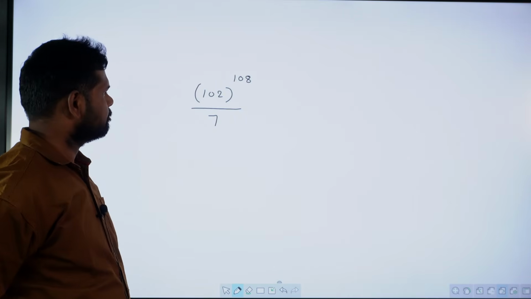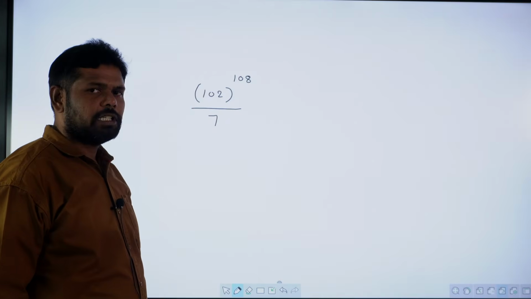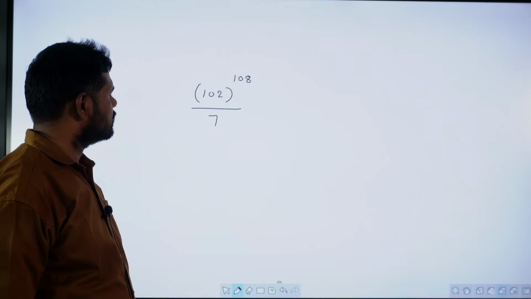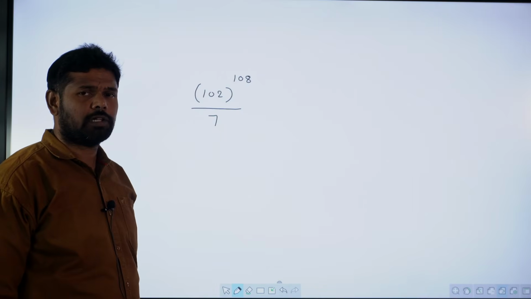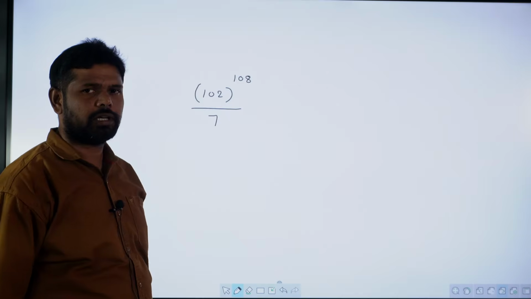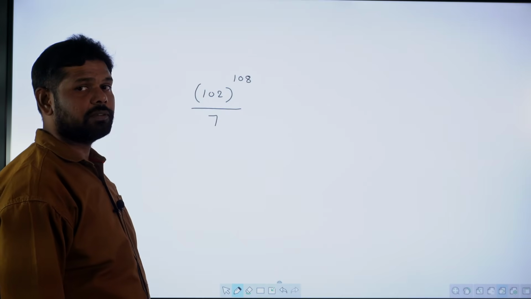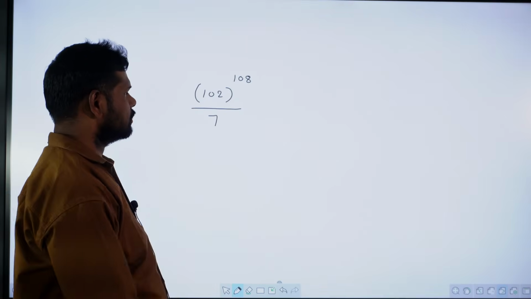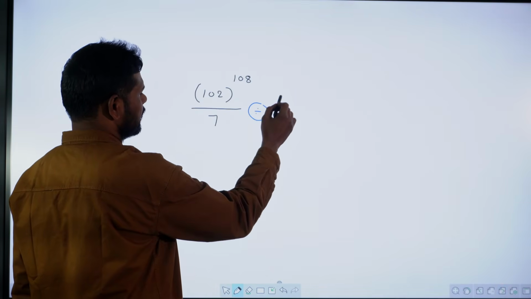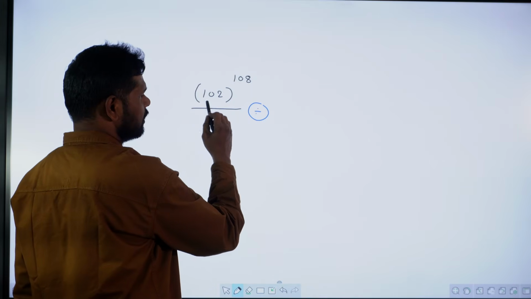Suppose 102 whole power 108 is divided by 7. What is the remainder? It is difficult to say directly. First 102 divided by 7: 7 ones 7, remainder is 3, 32. 7 fours 28, so remainder is 4.